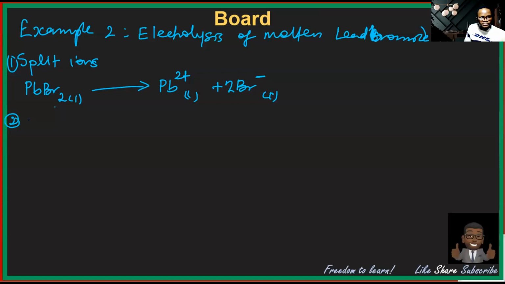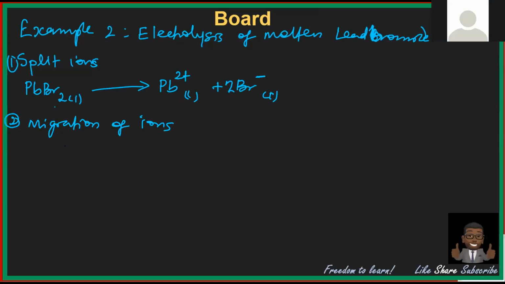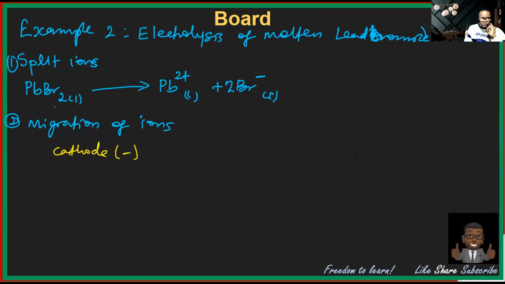Next one will be what? But then you have your migration of ions. Okay. So next. So you have your anode, which is positive, and you have your cathode, which is negative. Okay. So migration. So now you said we are going to have a cathode, which is what? Negative electrode, and the anode, which is what? Positive.